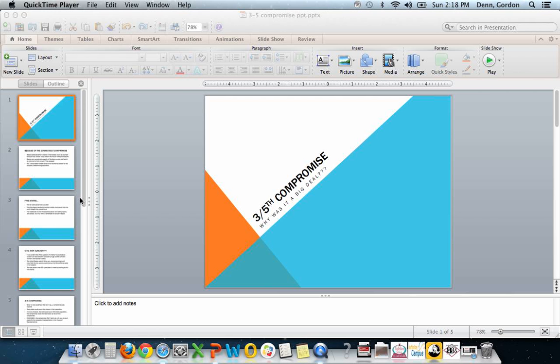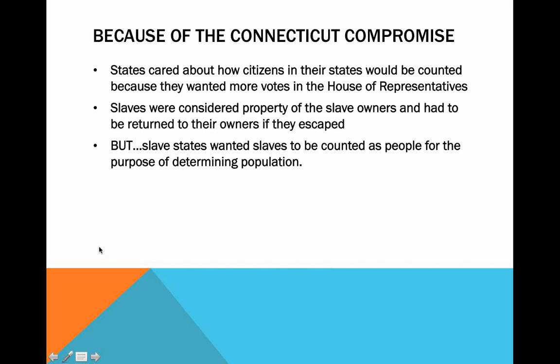Because of the compromise, states cared about how citizens in their states would be counted because they wanted more votes in the House of Representatives. Slaves were considered property of the slave owners and had to be returned to their owners if they escaped. But at the same time, slave states wanted slaves to be counted as people so that they could have more population, therefore getting more votes in this new national government.